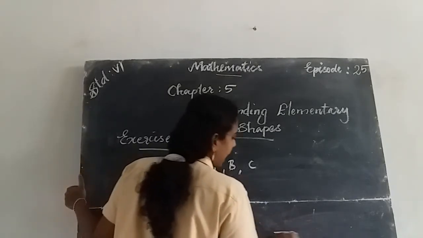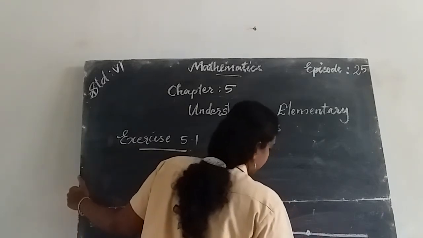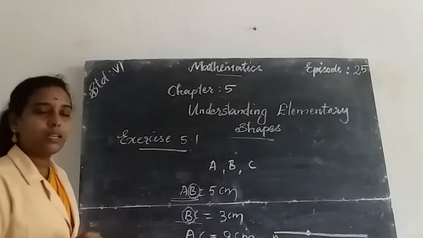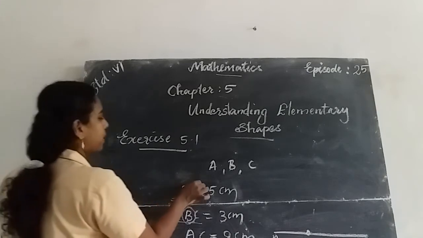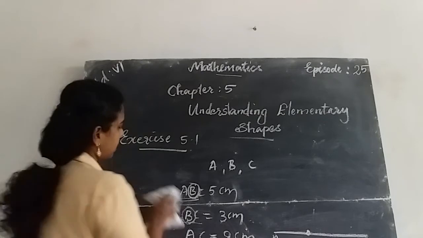If we draw the line segment, it is like this: A, C, and B lies between A and C. So B is the point that lies between the other 2 points. Then next question.